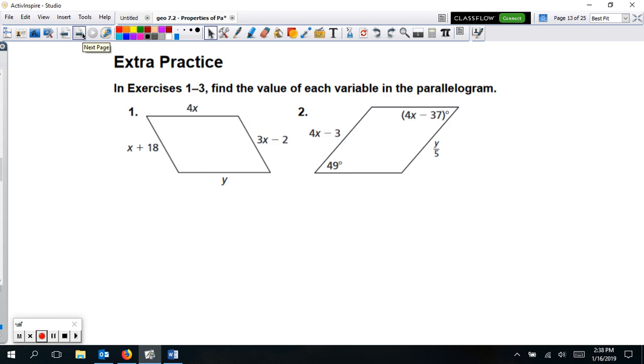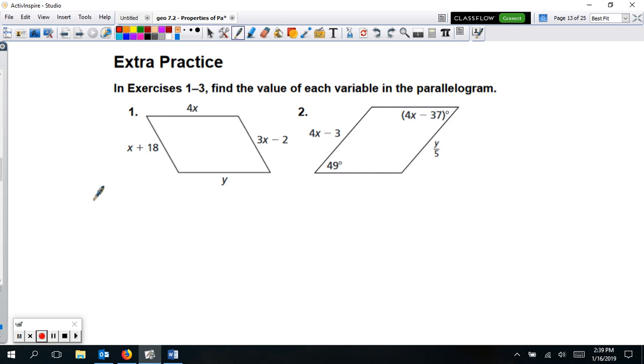Okay, so problems 1 and 2 from your extra practice. Let's take a look. Find the value of each variable in the parallelogram. Starting off with number 1, opposite sides we know are going to be congruent, so we can set these two that both have x equal to each other. We wouldn't want to start with these ones because we have different variables, 4x and a y. That would not help us.